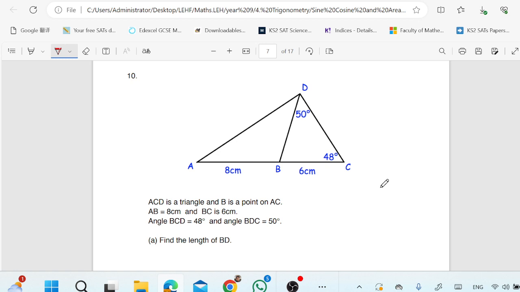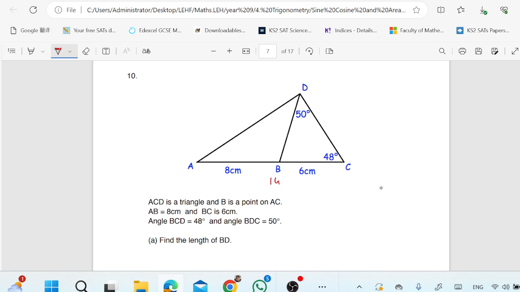Here, find the length of BD. Now here's a big triangle, 8 plus 6, so 8 plus 6 is 14 here, and this angle is 50. You have to see how you can use this information to solve these types of questions.